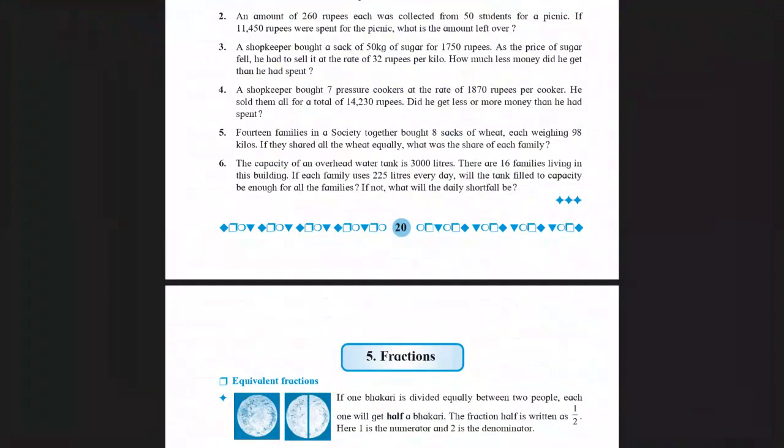So there's a society. How many families stay in that society? 14. So what did they buy? They brought 8 sacks of wheat. And how much did each sack contain? 98 kilos. So they purchased 8 sacks and each sack contained 98 kilos. So totally how many kilos are there? 8 into 98. Correct. Now that many kilos of wheat has been purchased by the society.